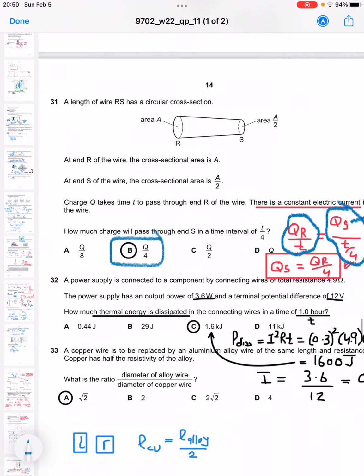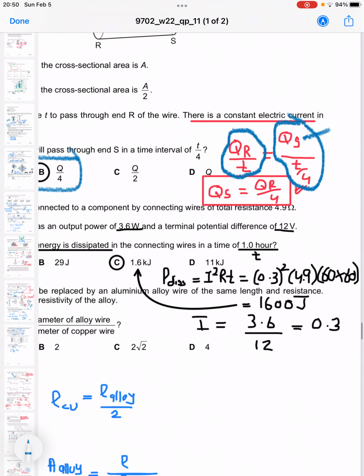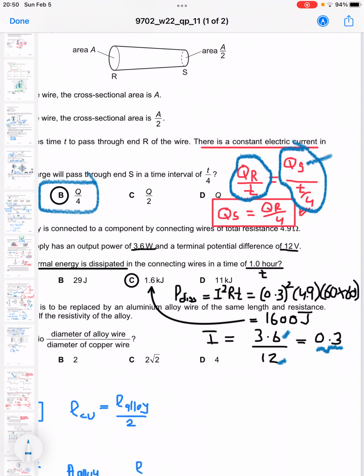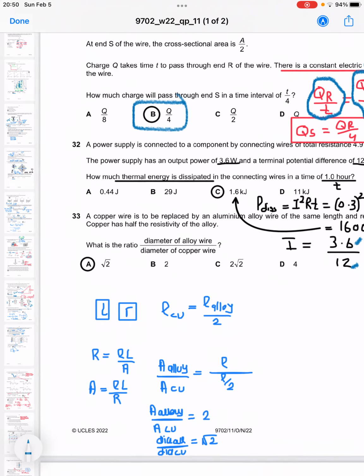Question number 32 says that a power supply is connected to the component by connecting wires of total resistance 4.9 ohm. The power supply has an output power of 3.6 watts and a terminal potential difference of 12 volts. How much thermal energy is being dissipated in the connecting wires in 1 hour? First we need to find the current. Current is I equals V over R, so that is 0.3 amperes. Just apply I squared R t. T is in hours, so converted into 3600 seconds. So this would become 1.6 kilojoules.